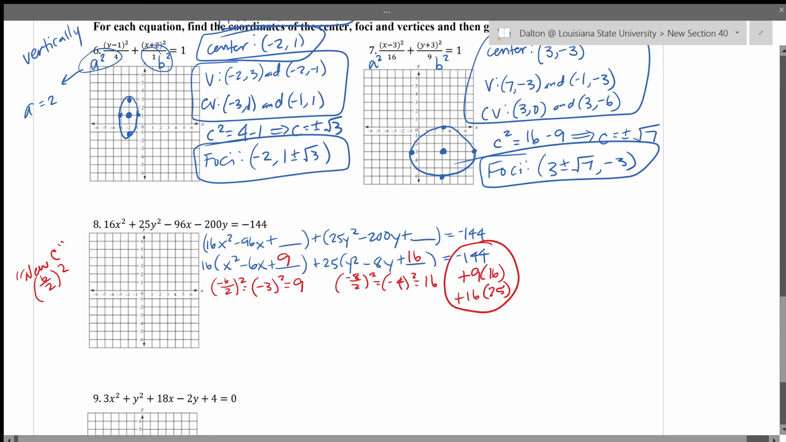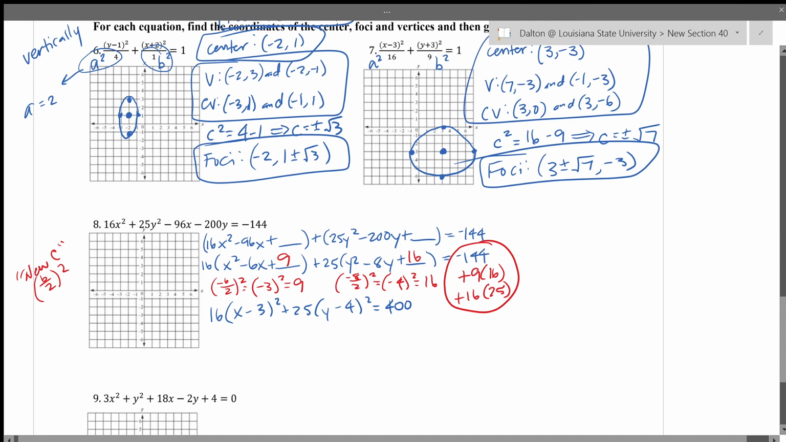And then we just need to simplify. So for our x's, we're going to get 16 times this trinomial can be rewritten as x minus 3 squared plus 25 times the y trinomial can be rewritten as y minus 4 squared. And then you could enter all this stuff on the right-hand side as is. Just be careful about it. You should get 400 when you do that.